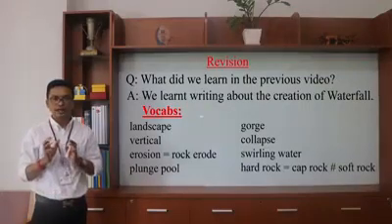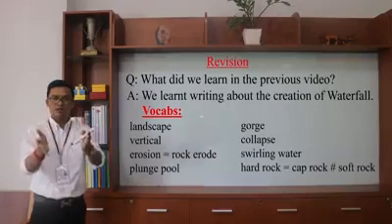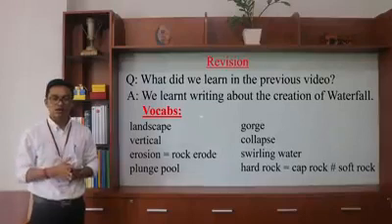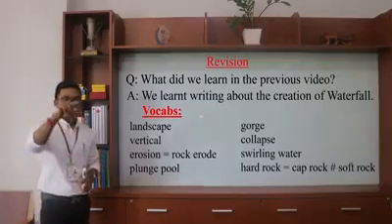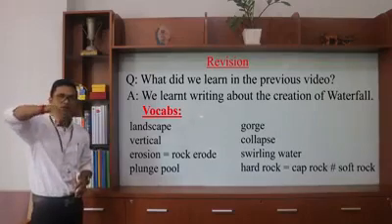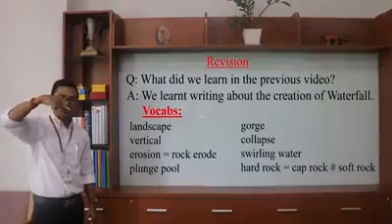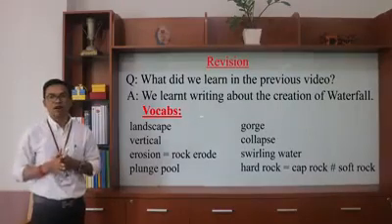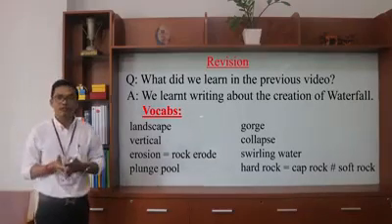And then the next word, gorge. A gorge is a valley between the mountains. And then collapse, it means destroy. The building is collapsed, something like that. Swirling water, do you know swirling water? Swirling water means like this. When there is a storm, the water often swirls. And hard rock, cap rock, is the opposite of soft rock. So that's it for the vocabulary that you have learned with me so far.